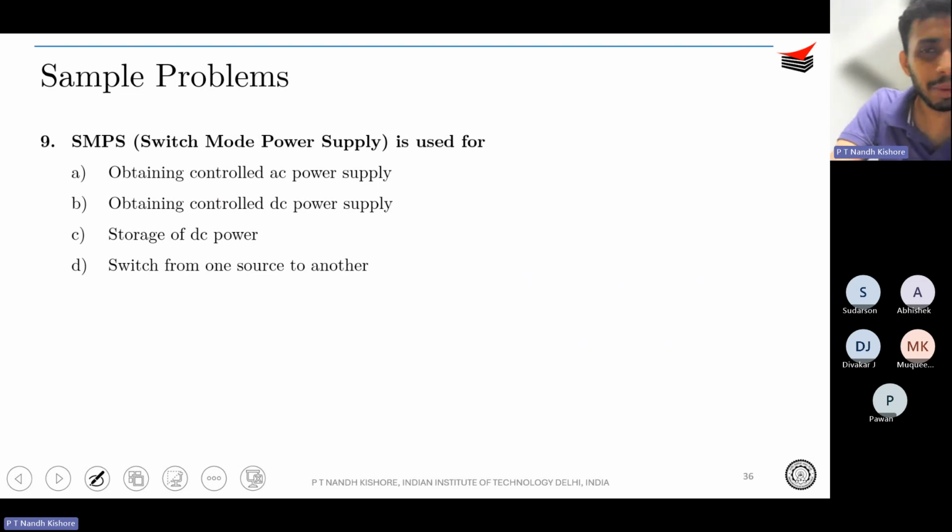Okay, so SMPS is used for dash: obtaining controlled AC power supply, obtaining controlled DC power supply, storage of DC power, switch from one source to another. I don't want to linger on this question for longer. So the answer is to obtain a controlled DC power supply.